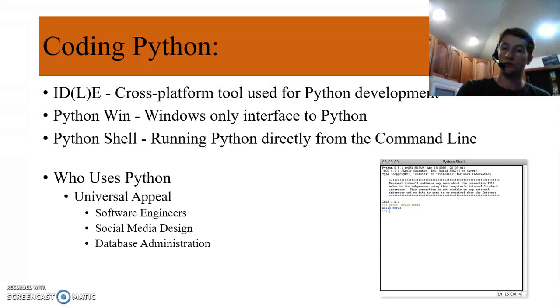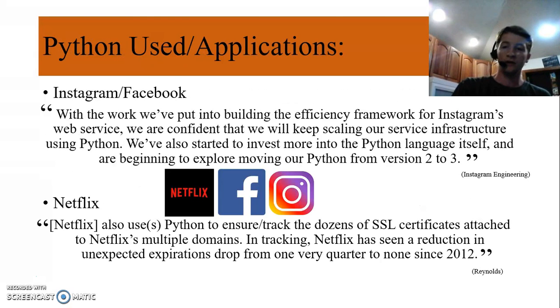So again, people who can use Python, it basically has a universal appeal. So anybody in any field can use it. And just to name a few, this would be software engineers, social media designers such as Facebook and Instagram, and then of course various parts of company inner workings such as database administration. So to go over some of the ways Python is used in the real world, probably two of the largest social media services in existence, I have Instagram and Facebook here.